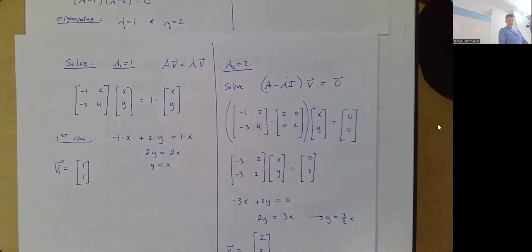Which you can see totally works, right? If you pick x equal to 2 here, 3/2 times 2 is 3. And again, technically any multiple of that would also be fine. You could have picked 4, 6, or 10, 15, or any other multiple. Except for 0, 0.